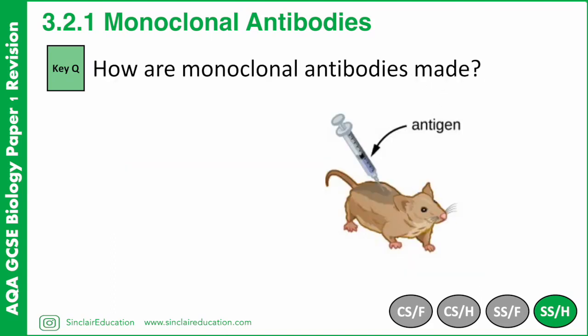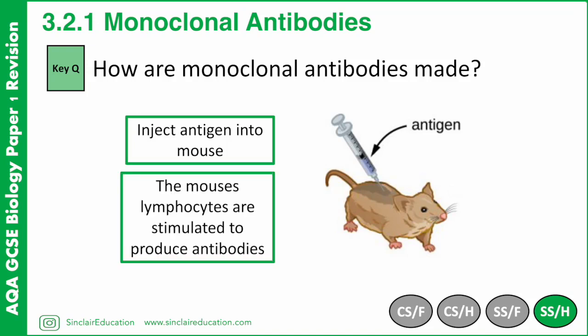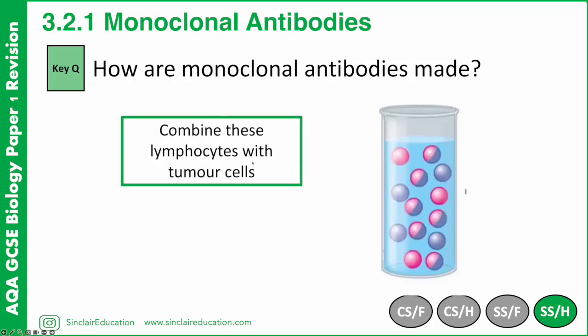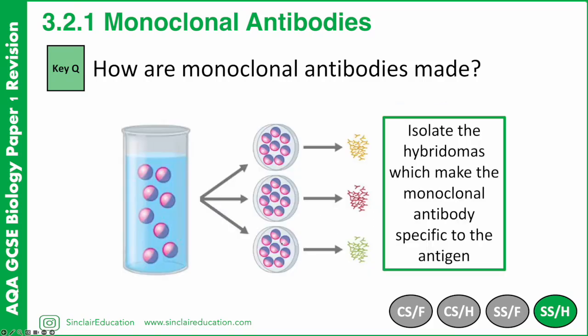In terms of their production, there's some really important key phrases to use. First of all, what we'll tend to do is isolate the antigen that we want to make an antibody for. Once we have that antigen, we'll inject it into a mouse, and the mouse's lymphocytes are stimulated to produce antibodies. We then harvest those lymphocytes and we combine them with tumour cells, and this makes what we call a hybridoma. So the lymphocyte is what's producing the antibodies. The tumour cell will divide very rapidly, which is an ideal trait that we want in this future cell. So we've got these hybridomas produced.